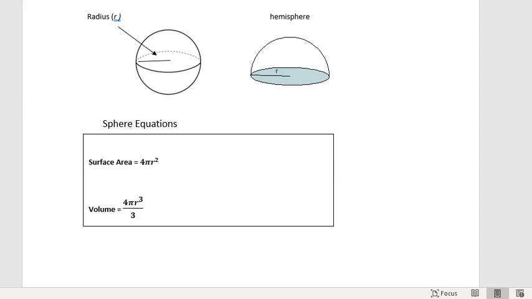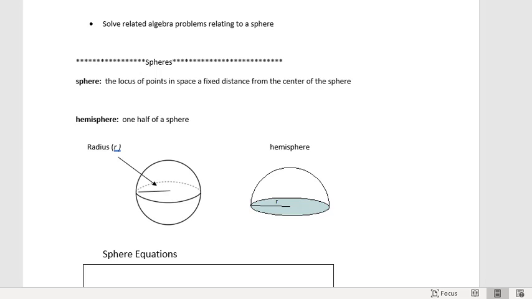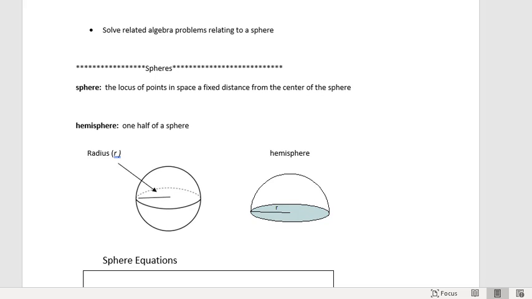All right, so first off, a sphere is the locus, that means the location of all the points in space that are a fixed distance from the center of the sphere. So the sphere is all the points that are exactly the radius length away from the center. And then we have a hemisphere, which is just half of a sphere. So the radius goes from any point on the outside of the sphere into the exact center.